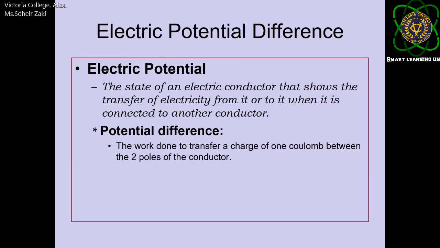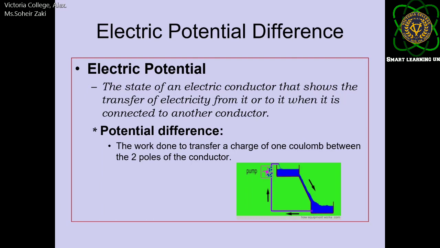So, what is meant by the potential difference? The potential difference is the work done to transfer a charge of 1 coulomb between the two poles of the conductor. So, if we don't have any potential difference between the two poles, this means that there is no flow of electric current. So we must have a high potential pole and a low potential pole, and when we connect between these two poles, the flow of electric current takes place from the high potential to the low potential.